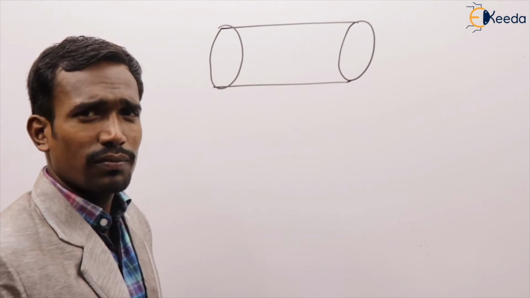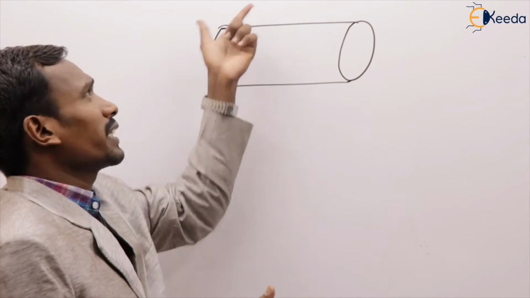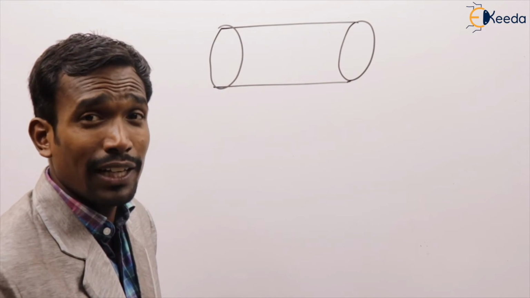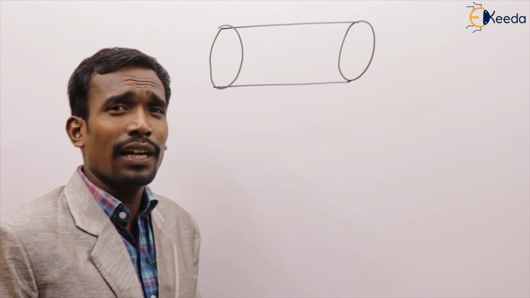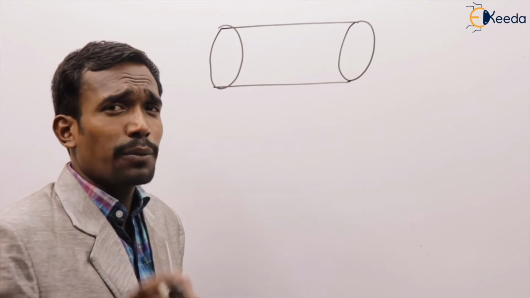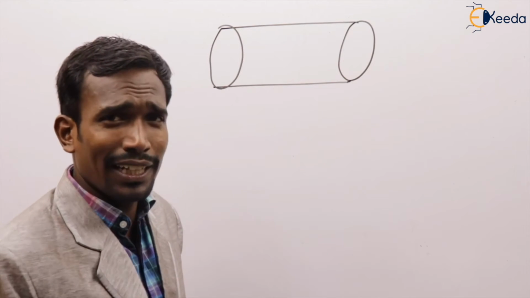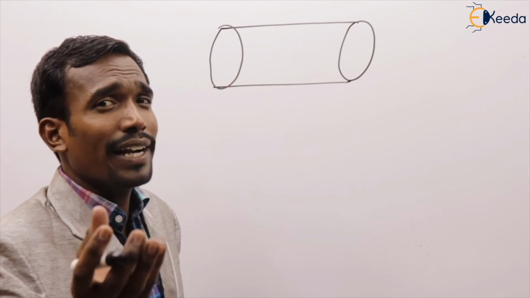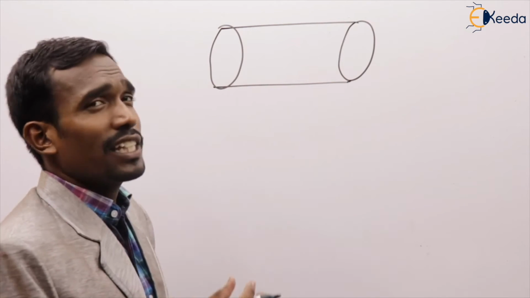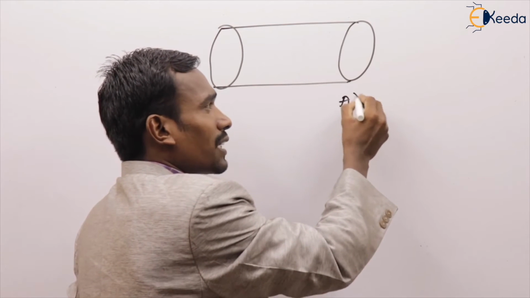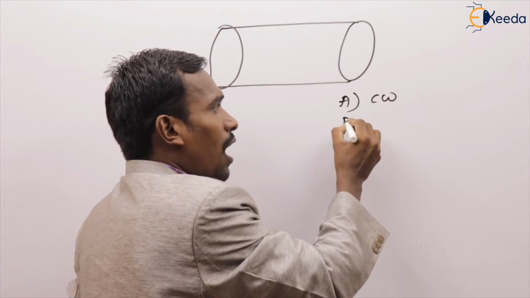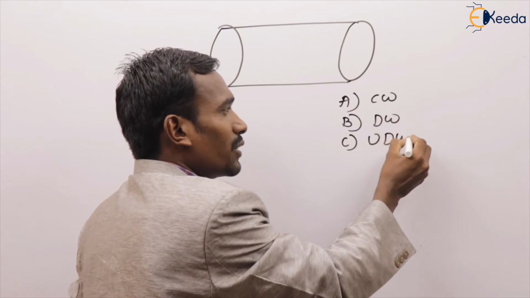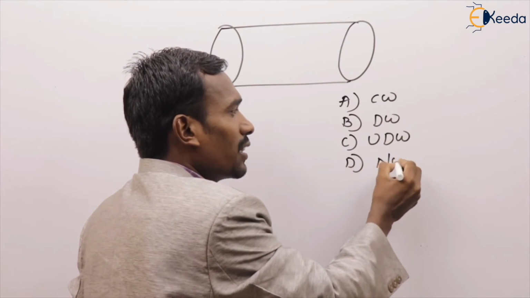Now the first question: which type of winding are we using here in the squirrel cage induction machine? Option A, concentrated winding. Option B, distributed winding. Option C, uniformly distributed winding. Option D, none of the above.